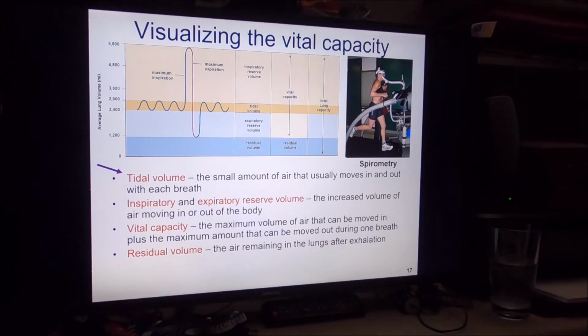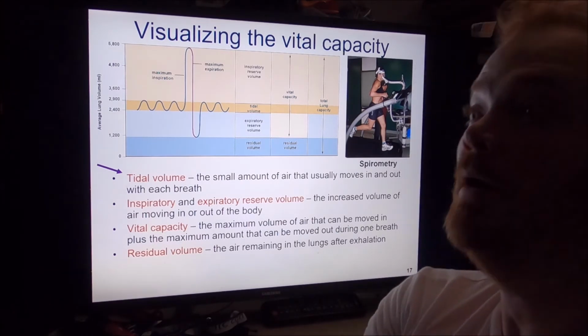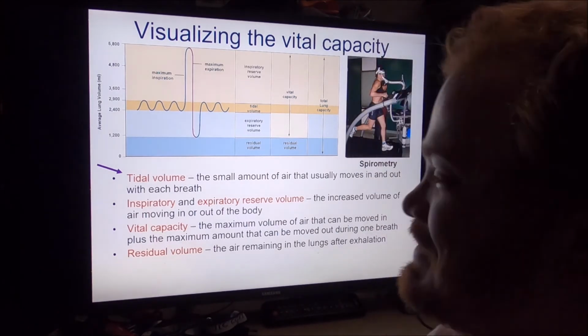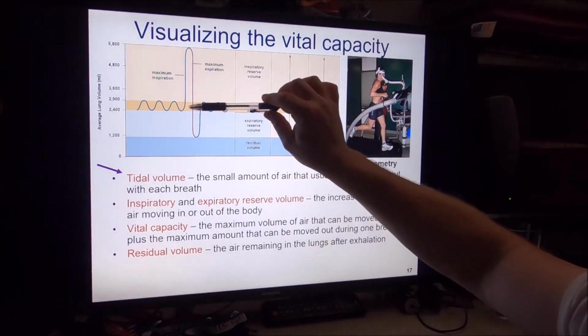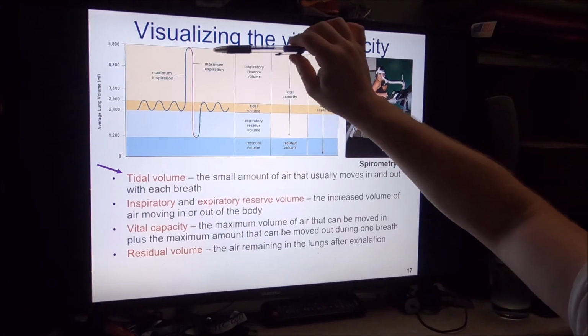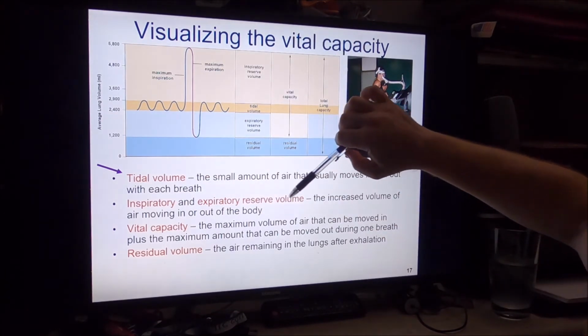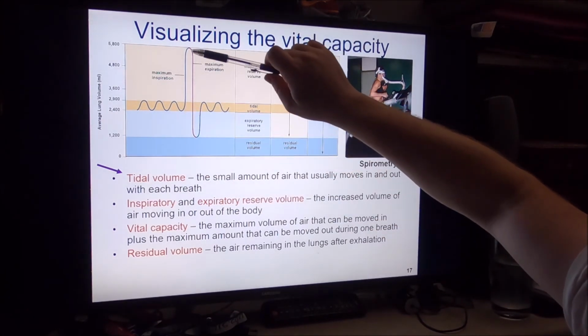Simple process. But then, if you wanted to, you could take a deep breath and really fill your lungs up. And you could feel the tightness in your chest as a result. That would be called an inspiratory reserve volume, the maximum amount of air you can take in with the deepest breath you can take.